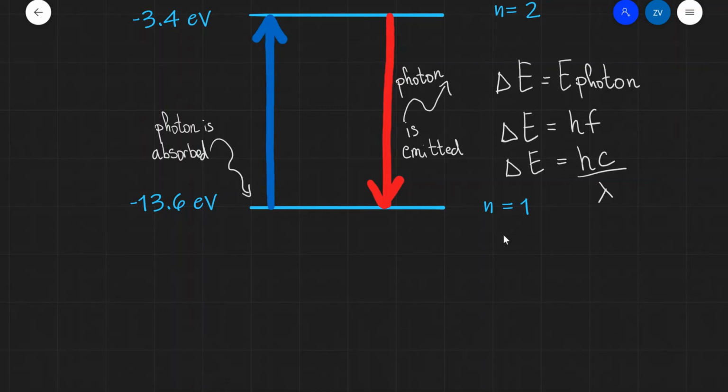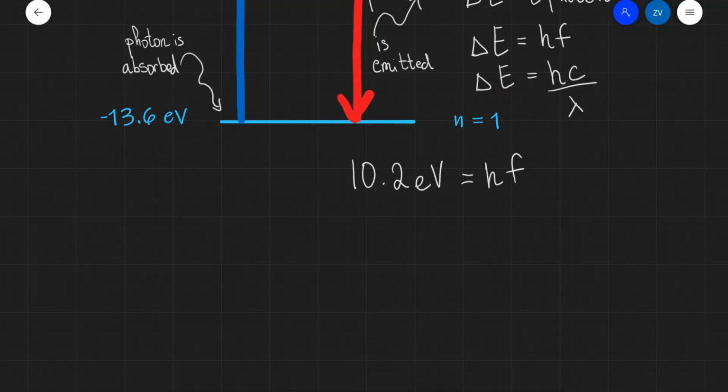In both of those cases, the change of energy between the energy levels will be equal to either hf or hc over lambda. Now let's use this formula to work out the frequency of the photon that has been emitted. In order to go from minus 13.6 to minus 3.4, I need to input 10.2 eV into the system. So I can set this number, 10.2 eV, equal to hf, and all I need to do really is rearrange for the frequency.